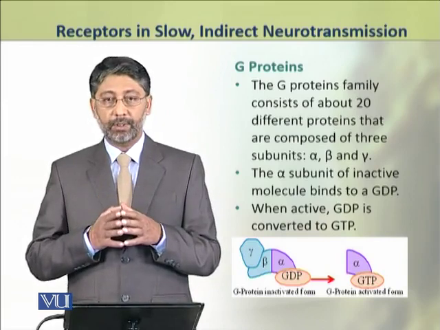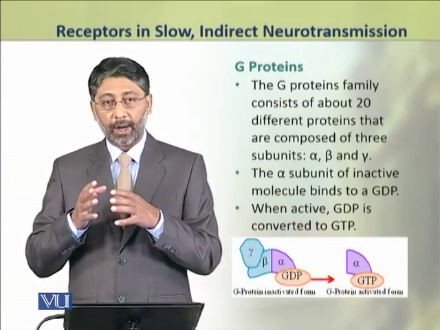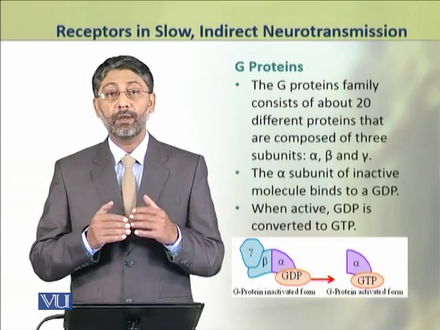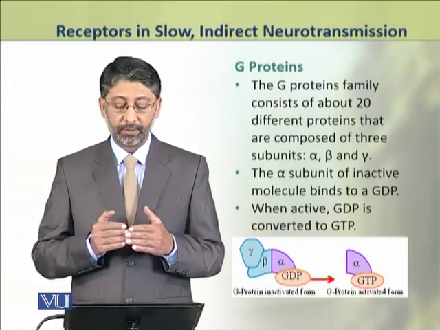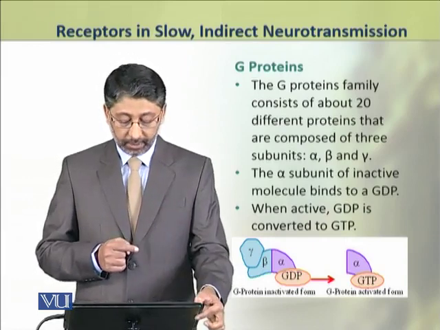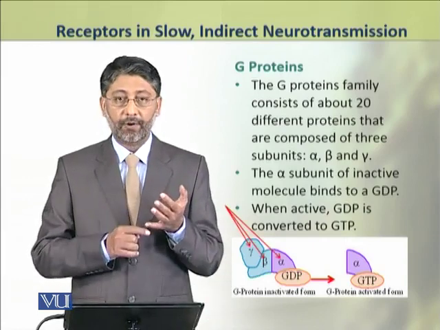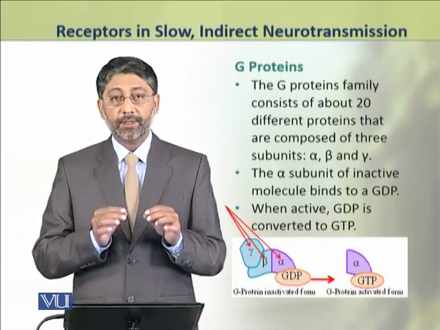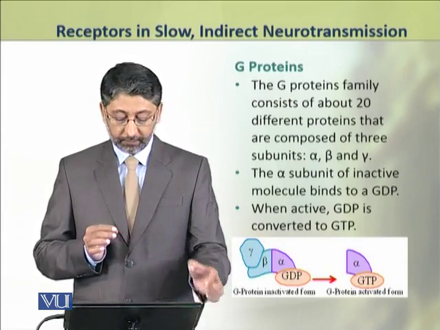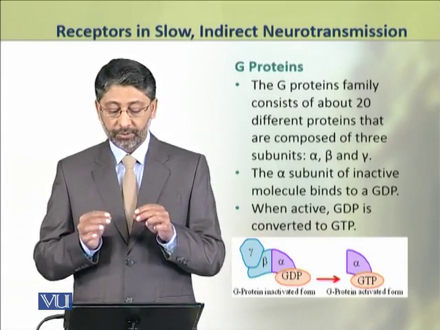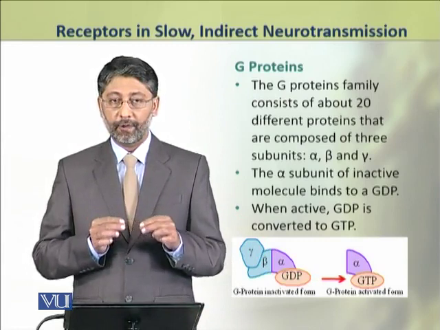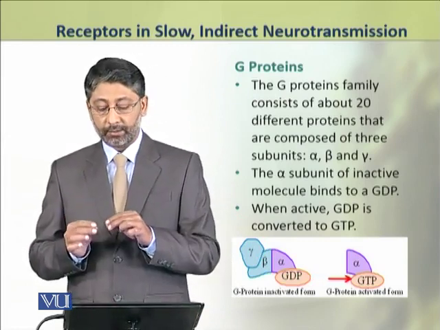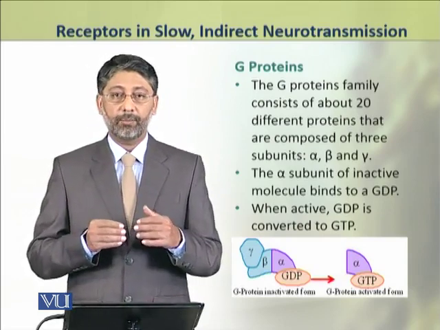The G proteins are a large family of proteins that consist of about 20 different types of proteins which are composed of 3 subunits: alpha, beta and gamma. Alpha subunit of inactive molecule binds to a GDP. When this GDP is converted into GTP, the protein becomes active.